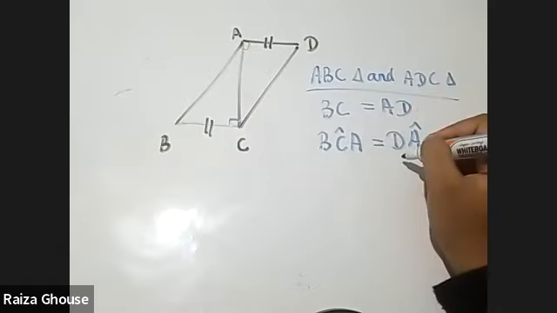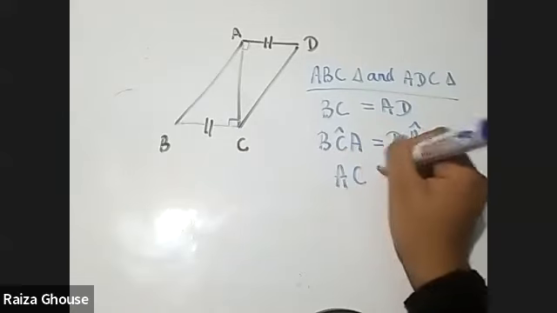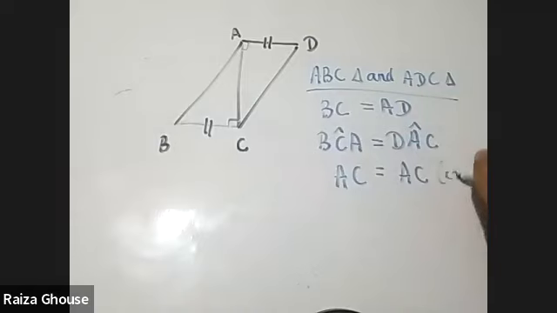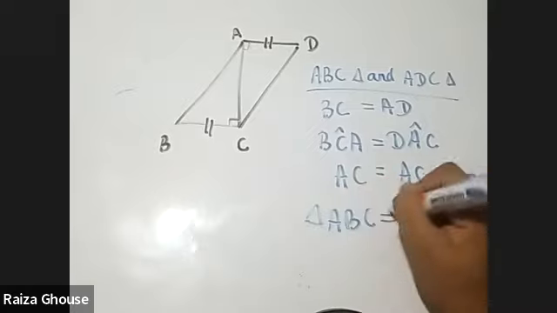These are the provided information. What is the next data I can write? AC is the common side. Good, Ripana. AC side is common. You can't take hypotenuse because they have not said this is a common side. AC is equal to AC. What is the case of congruency? SAS. Very good. This is SAS.